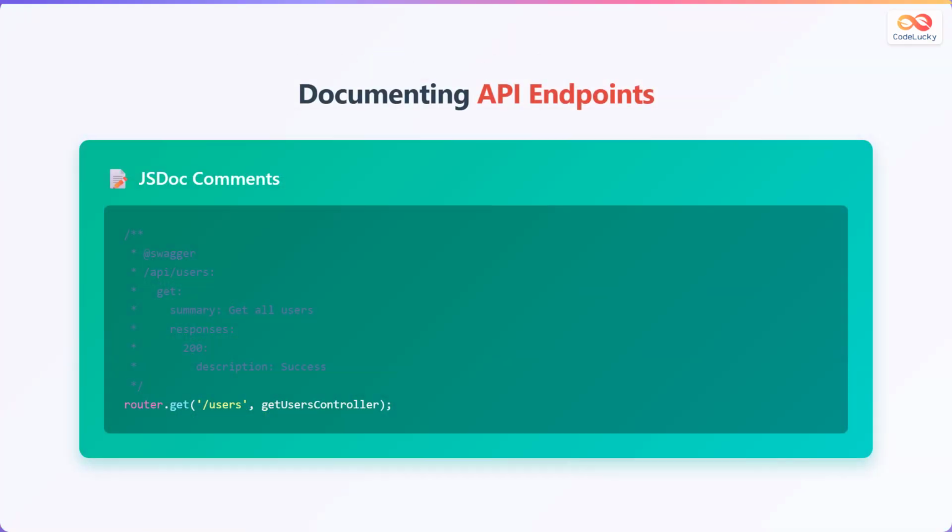To document API endpoints, use JSDoc comments. In this example, the comment block describes a GET request to the API users endpoint, including a summary and the expected response codes.